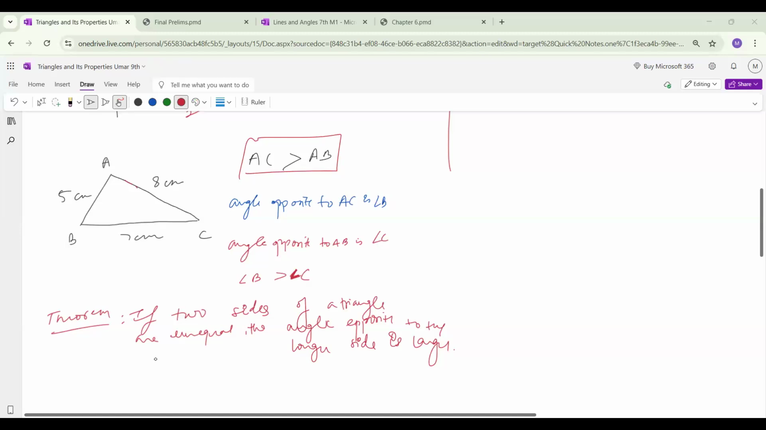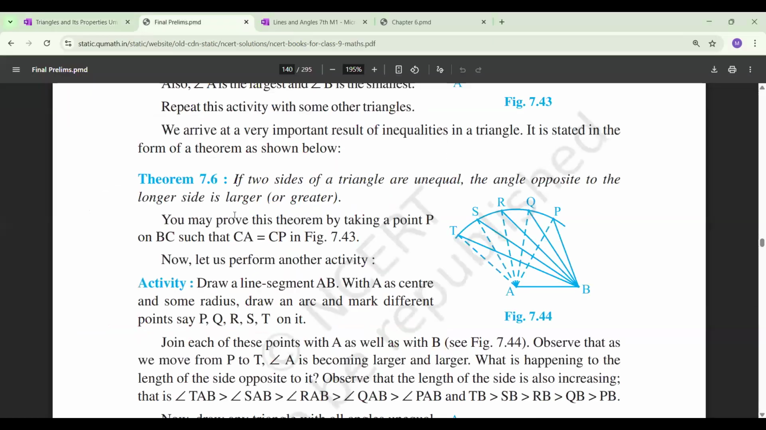Umar and Akmal, are you done writing this? Done, sir. Okay. Moving on.